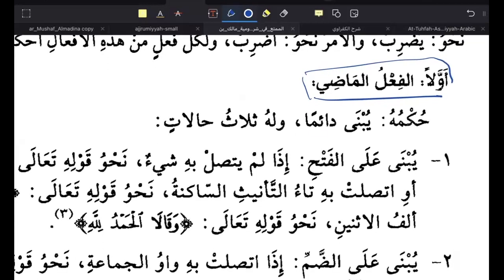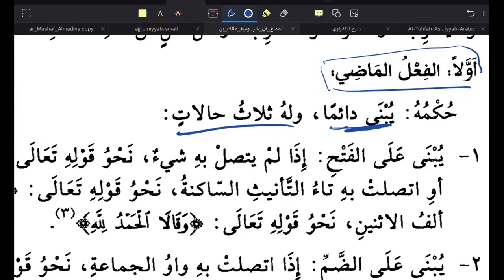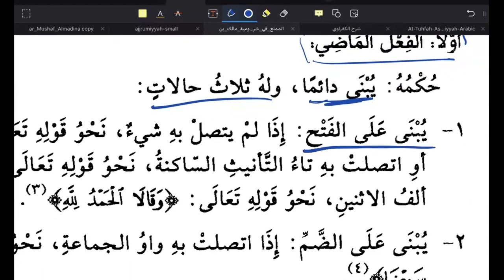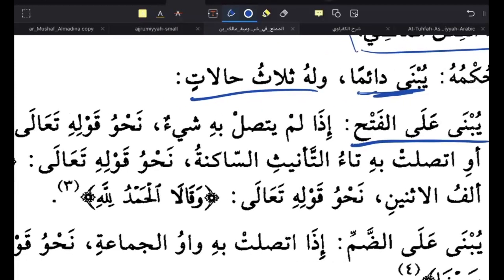حكمه يبنى دائما. It is always what? It is always mabni. See here, he did not say دائما على فتحة. He did not say that. Instead, what he's saying is, lahu thalathu halat. It has three situations. It says yubna ala fatha. It will be mabni on fatha إذا لم يتصل به شيء, if nothing is connected to it. So for dhahaba, as you saw, there's nothing connected to it, so it is mabni on fatha.